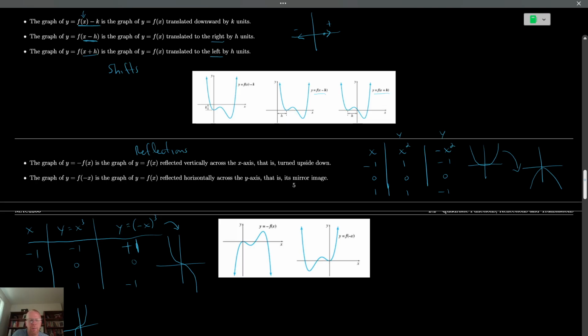You can see that the y coordinates are changing signs, and you could keep going. You could plug in 2 cubed would be 8, and then you get negative 2 cubed, that'd be negative 8. So you can see that the y coordinates are just changing regardless of what the graph looks like. So taking the original graph, if you have negative f of x, we just flip it upside down. If you have f of negative x, we're turning it around the y-axis. So that's a horizontal reflection.